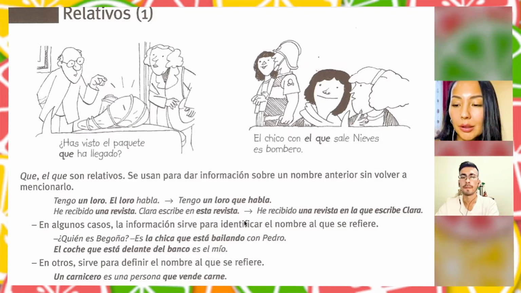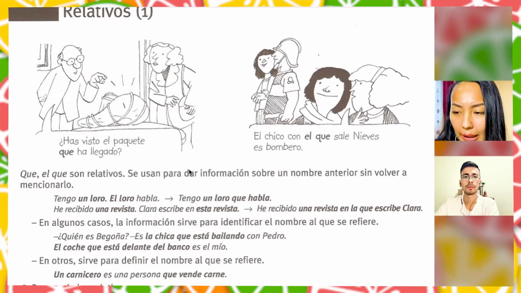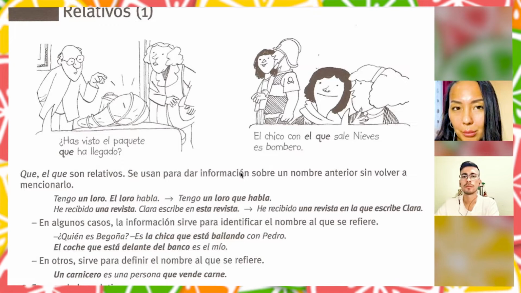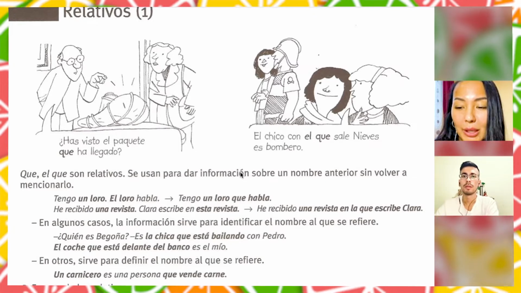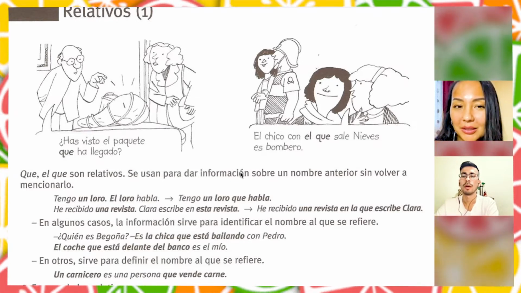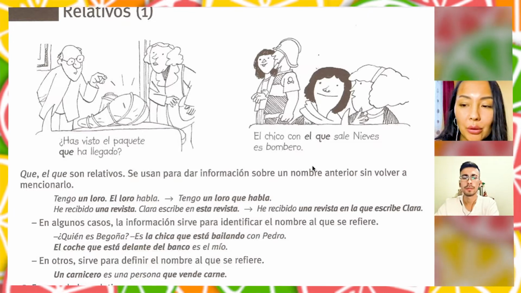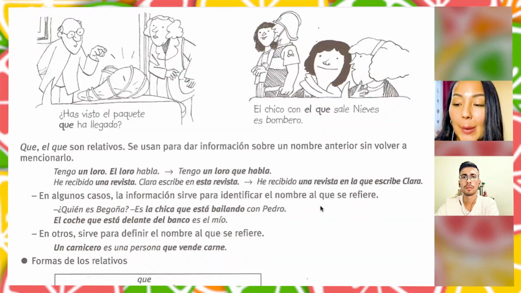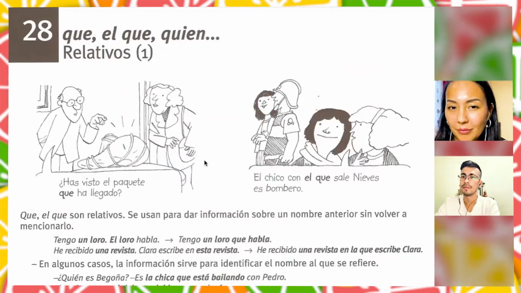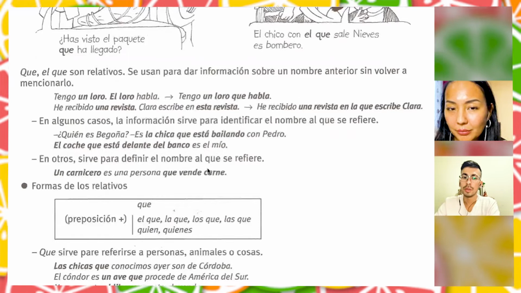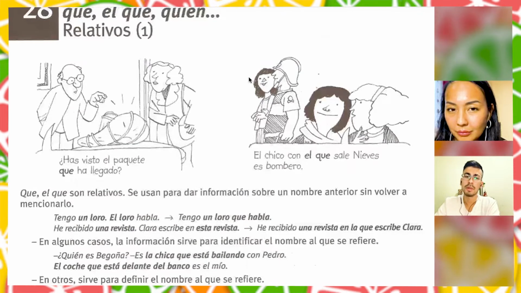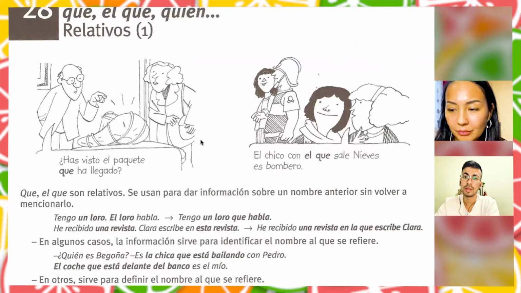How do we know? El chico con el que sale Nieves es bombero. We are talking about this girl for the first time, aren't we? Why in this case do we use the article, and in the first example we do not? I thought that ella we use only for humans, and the magazine is not human. Here we are using que to say what. We can use all these relatives with persons, animals, or things. It doesn't matter.